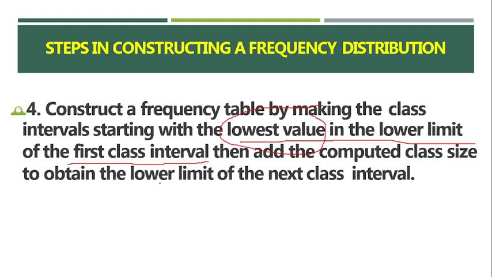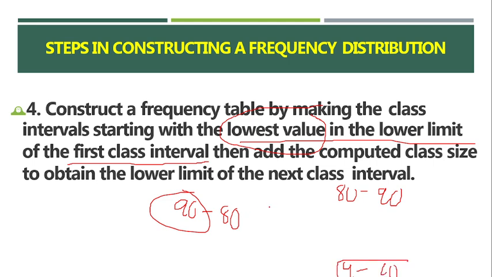In making your class interval, you cannot just simply have 90 to 89. You can just have the highest value. But what I was telling you a while ago is that, for example, your arrangement is 80 to 90, and your lowest class interval is 4 to 10. For example, this is only highest to lowest. But there are times that it is arranged lowest to highest. So it will depend already.